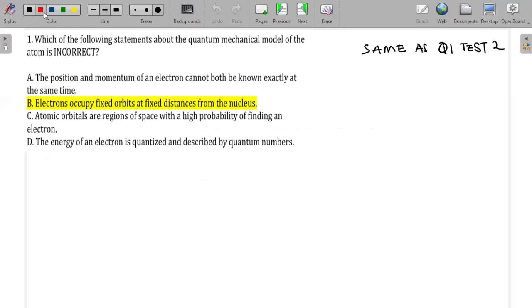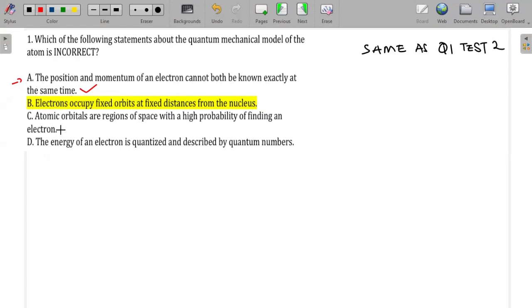Okay, so we start from question 1, which says, which of the following statements about the quantum mechanical model of the atom is incorrect? Option A says the position and momentum of an electron cannot both be known at the same exact time. This one is true because that's just the Heisenberg uncertainty principle. I'll skip option B for now.